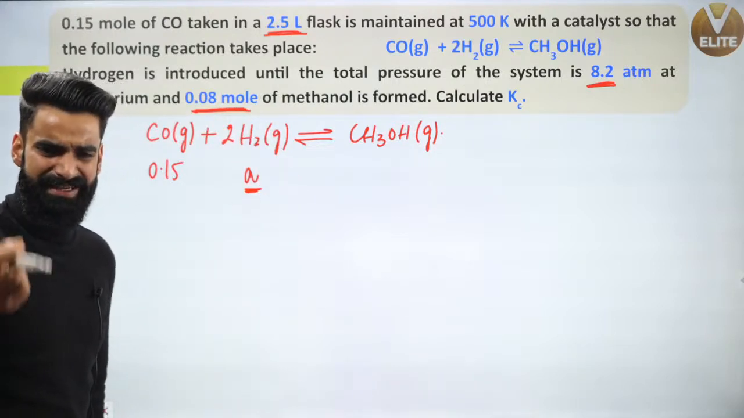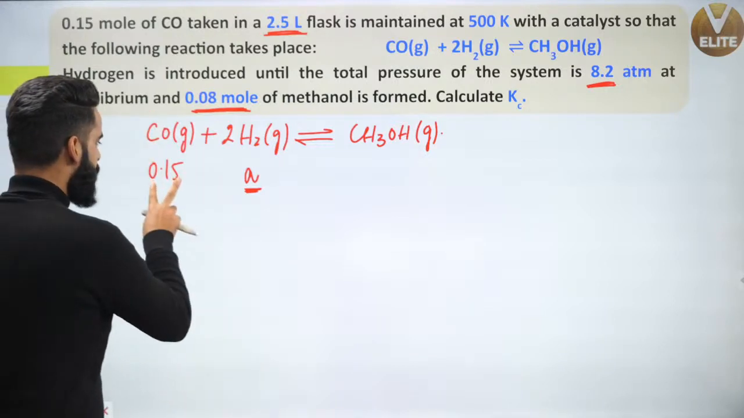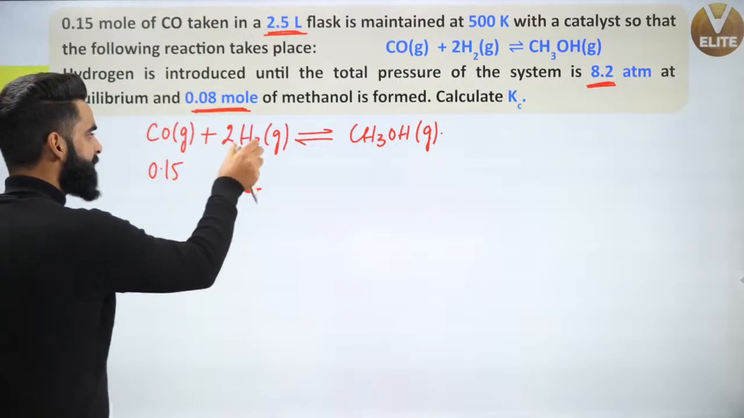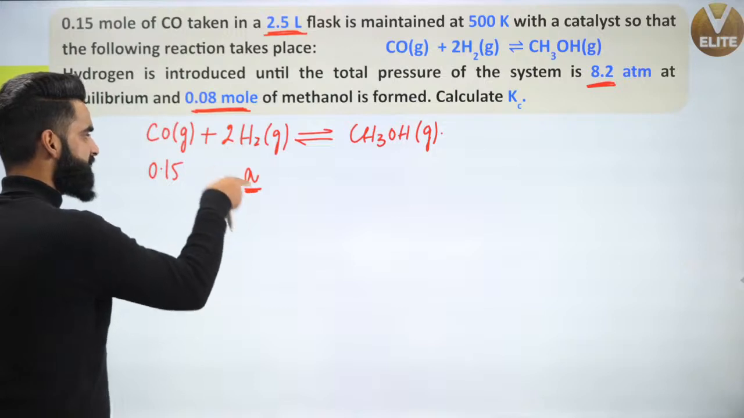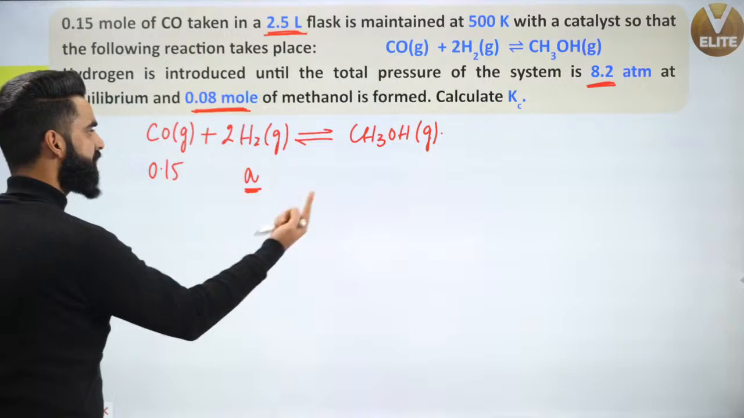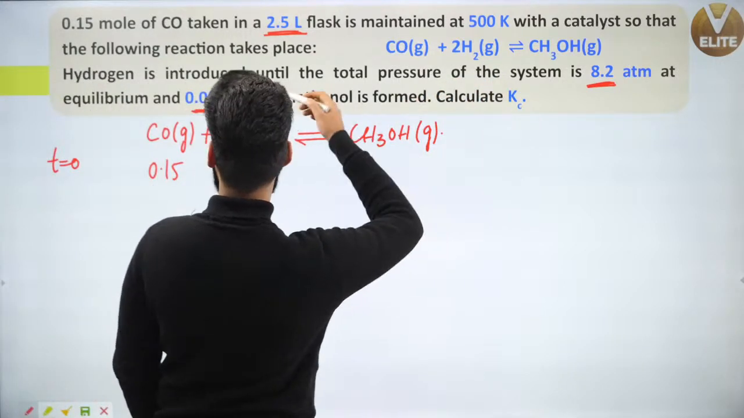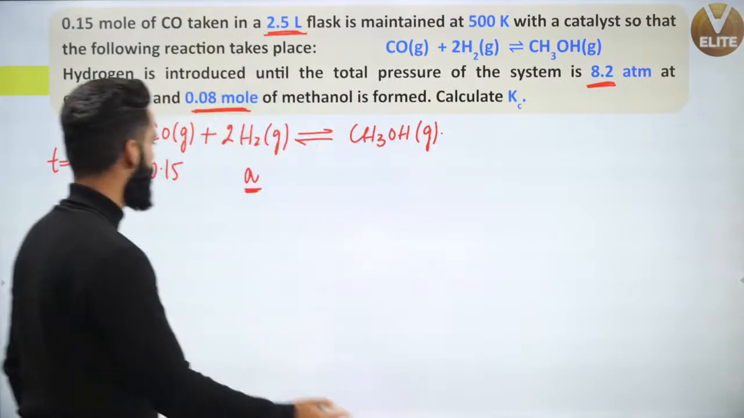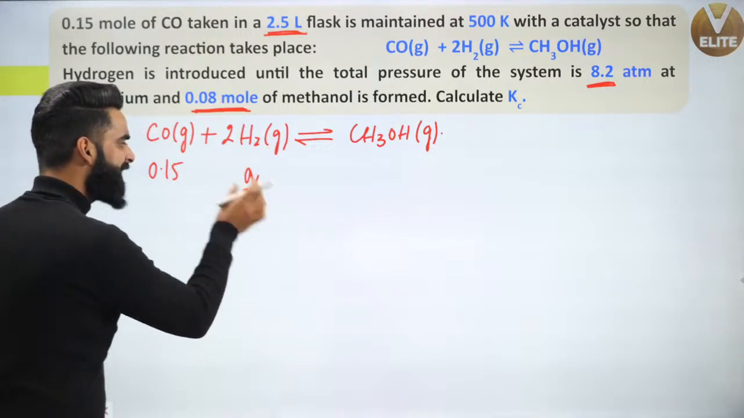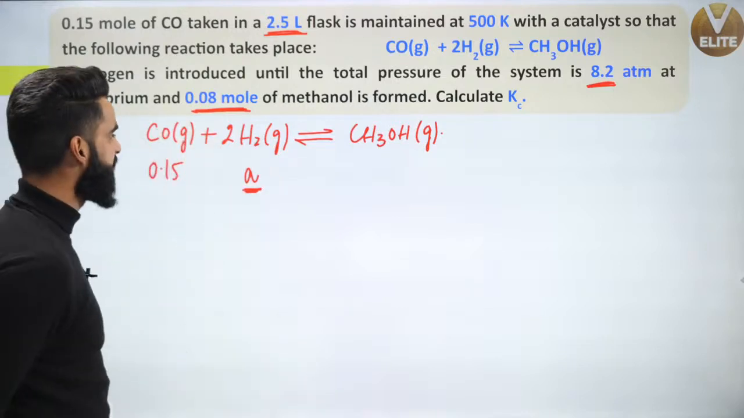Calculate Kc. See guys, again, it's a very simple question. Have a look at the equation. I have 0.15 moles of carbon monoxide, and I'm adding some H2 gas into this continuously, until the total pressure of the mixture at equilibrium becomes 8.2. For example, I'm assuming I have added A moles of H2, then only the pressure of the mixture at equilibrium was equal to 8.2.